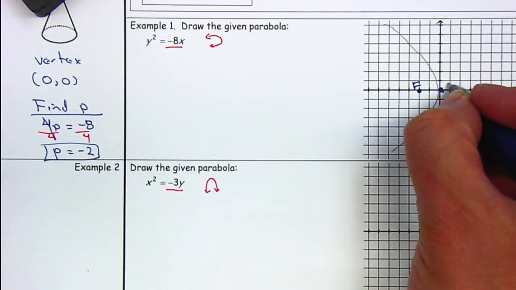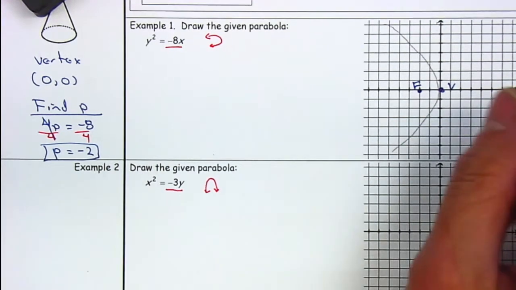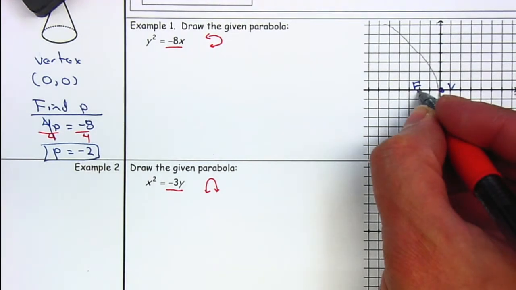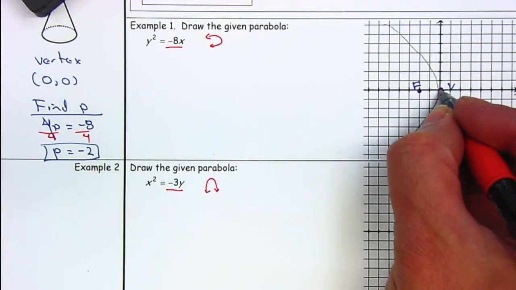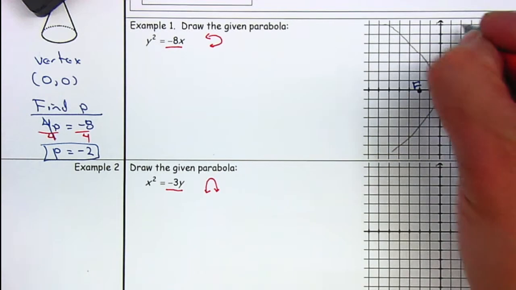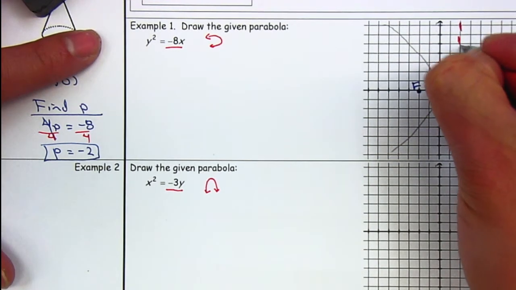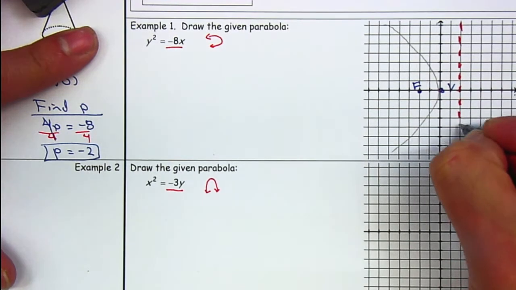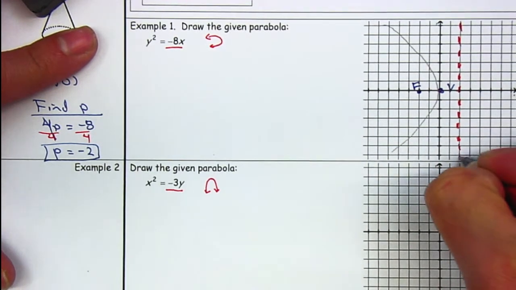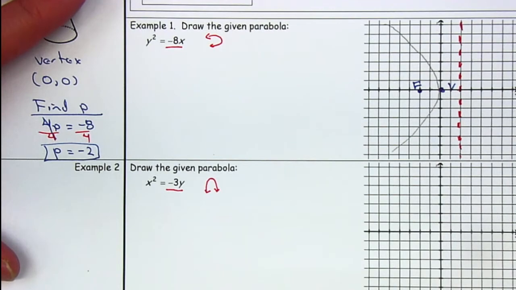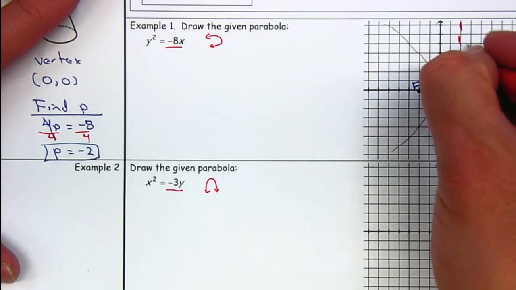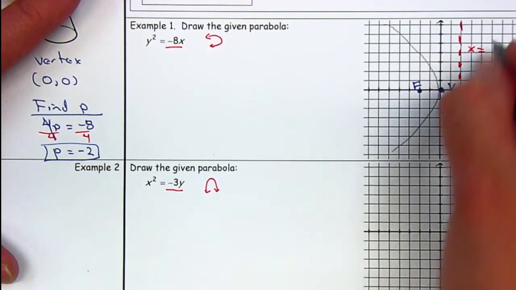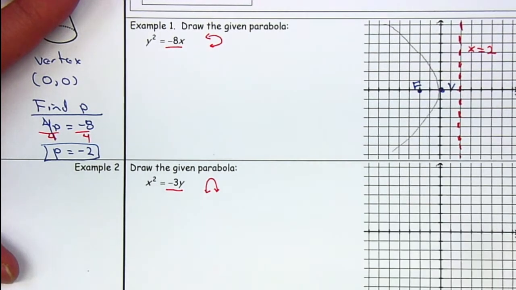This is my vertex. Now we also have something called the directrix. The directrix will be on the opposite side, the same distance. So we went to the left 2, so I'll go to the right 1, 2, and I'll make a dashed line, and that'll be my directrix. I need to find the equation for that line. It's crossing the x-axis, so it's going to be x is equal to, where is it crossing the x-axis? At 1, 2. So x is equal to 2. That'll be the equation.